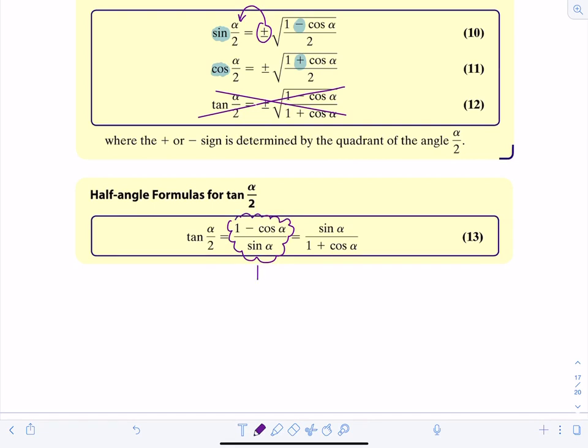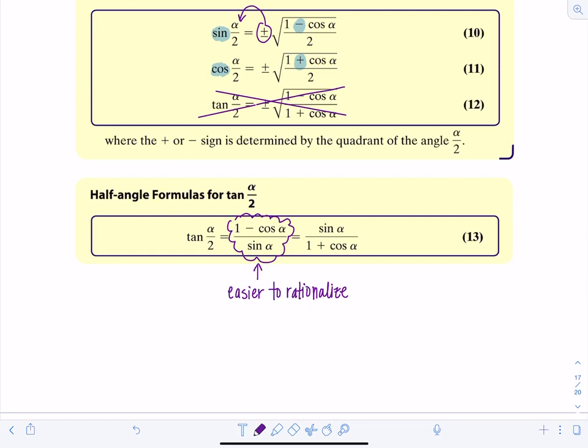Because there's only one term in the denominator, so it's going to be easier to rationalize the denominator for this version of the formula instead of the other one. If you had 1 plus cosine alpha and you had a radical in there, then you'd have to multiply by the conjugate, where if you just have sine alpha, it's going to be an easier one. But it's up to you. I mean, they'll all work. That's the beautiful thing about math.